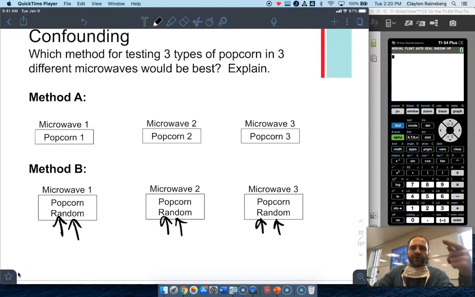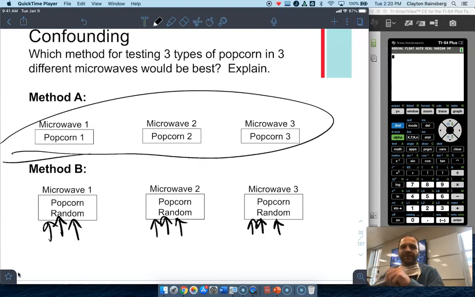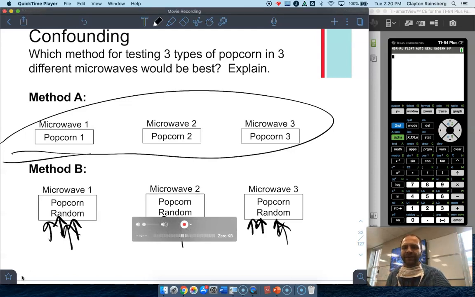And we keep doing this over and over and over. And by doing that, we are trying to control for that confounding variable, and by doing it, we're replicating the experiment a lot. So that's what a confounding variable is. Here, I can't tell whether it's the microwave or the popcorn. But here, by randomly assigning the popcorns to the microwaves, I'm controlling for that confounding variable.